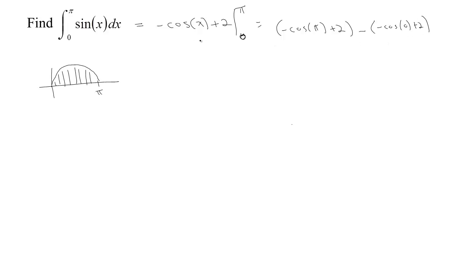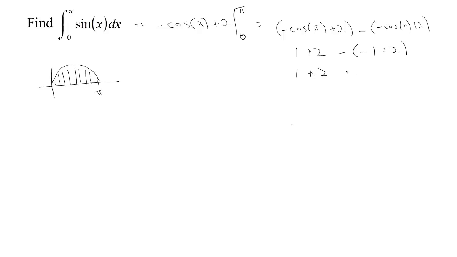All I've done is to take my antiderivative. Any antiderivative will do. I just randomly threw in a plus 2 because I knew that the derivative of any constant would be 0, and just evaluate it between the two endpoints. Now see, the cosine of pi is negative 1, so we get negative 1, that's negative 1 plus 2, but then we also get minus the cosine of 0, which is 1.